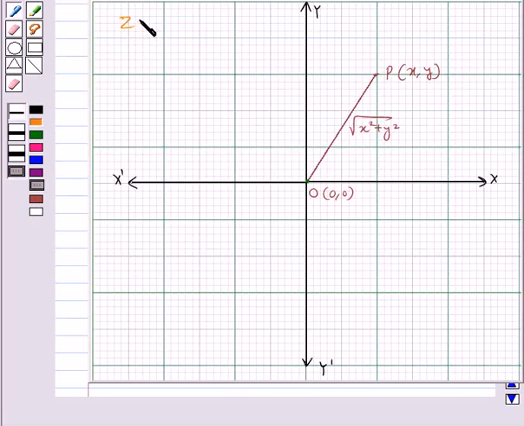A complex number z equal to x + iy corresponds to the ordered pair (x, y), which can be represented geometrically as a unique point P with coordinates x and y in the XY plane. So in the Argand plane, the modulus of a complex number, that is modulus z equal to square root of x square + y square, is this distance, that is the distance between the point P and the origin. The x-axis in the Argand plane is called the real axis, and the y-axis in the Argand plane is called the imaginary axis.